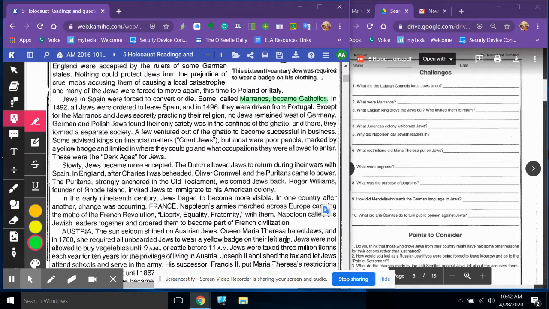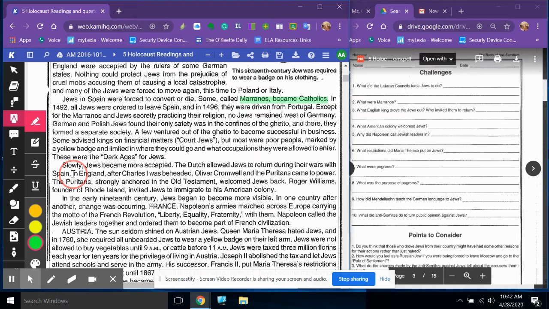But most were poor people, marked by a yellow badge and limited in where they could go and what occupations they were allowed to enter. These were the Dark Ages for Jews. Slowly, Jews became more accepted. The Dutch allowed Jews to return during their wars with Spain. In England, oh, here's another part of the answer.